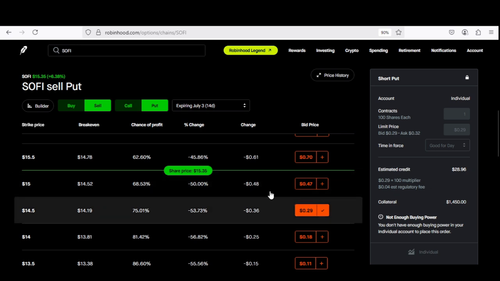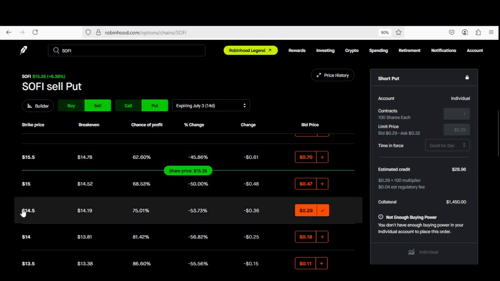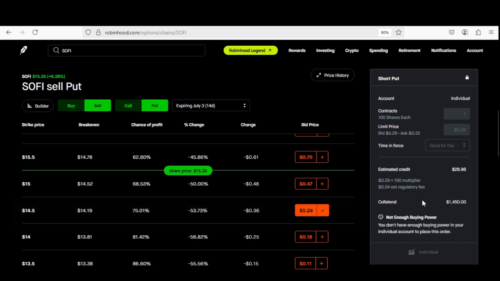So come expiration date, if this share price right here happens to be above this price right here, then you get to keep your $29 and you get this amount of money released back to you and you're able to do this trade again and again.